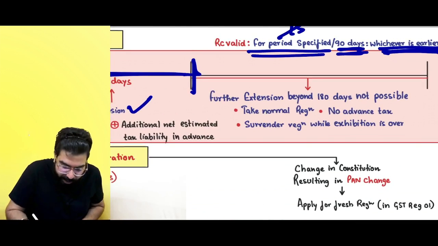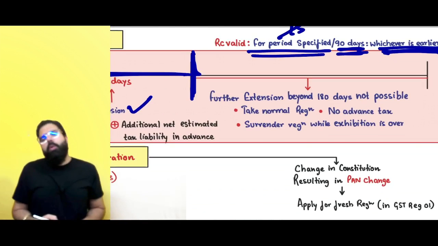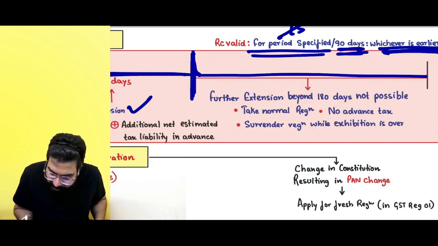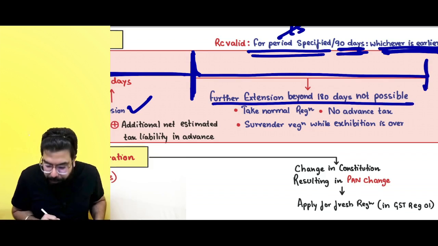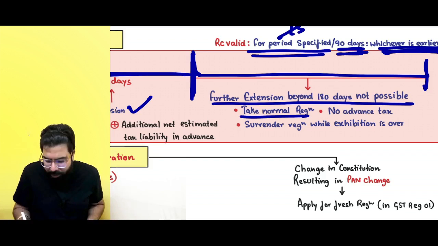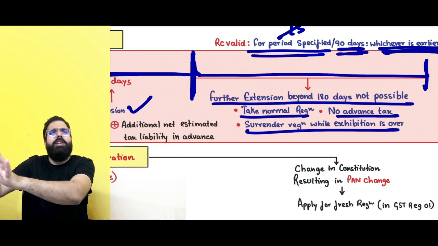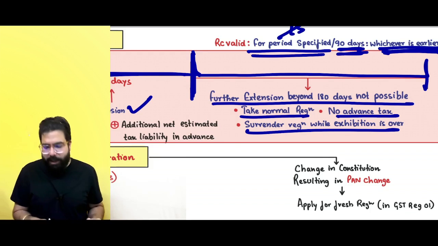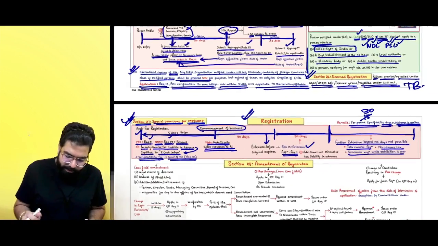Listen to me very carefully, everyone. Now, 180 days got over and you are saying, sir, the exhibition is going long, I want to stay in the state. It says further extension beyond 180 days is not possible. Now the government gave one solution. They said, take normal registration, no advance tax to be paid. Once the exhibition gets over, you surrender your registration. So after 180 days, you can't be a casual taxable person in a state. Okay, sir, point is clear.